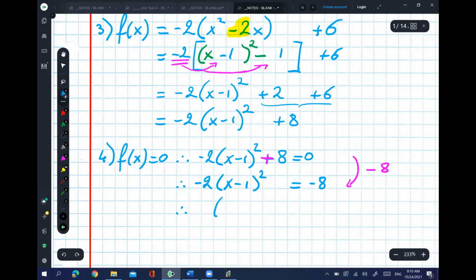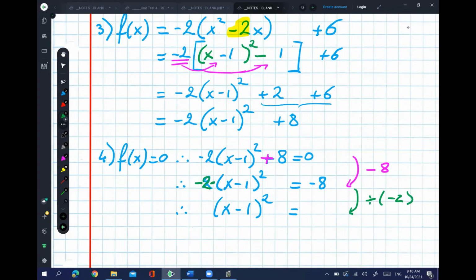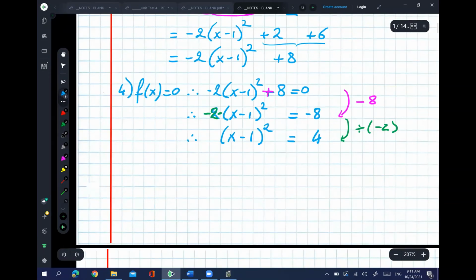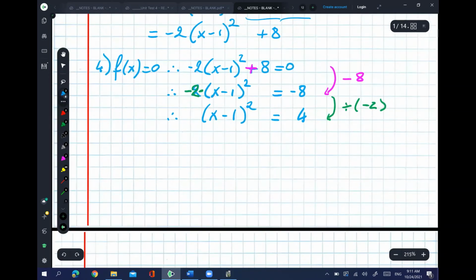Therefore, x minus 1 squared equals, this multiplication becomes a division. -8 divided by -2 is +4. Therefore, x minus 1 equals, this square on the other side becomes a square root. Don't forget the plus and or minus.